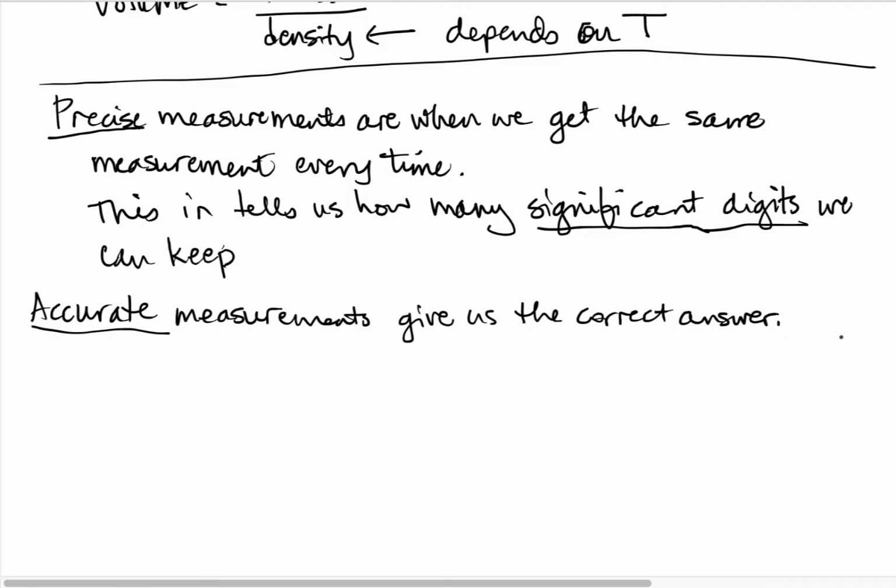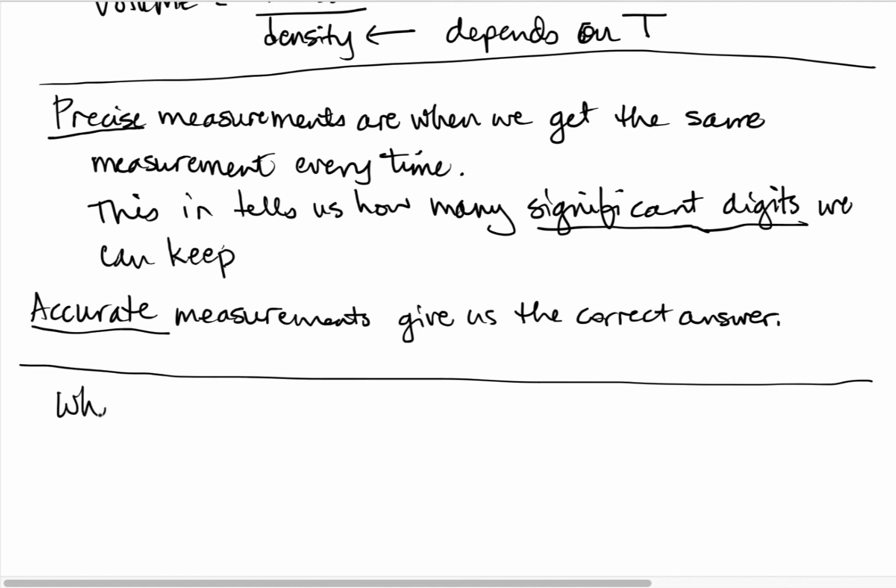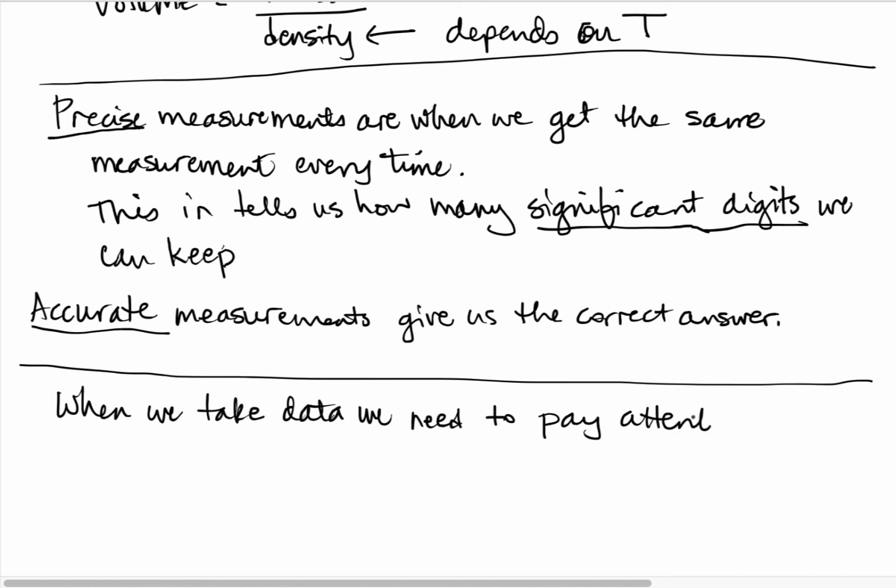What I want you to take away from this conversation about precise measurements, accurate measurements and significant digits is that when we take data, we need to pay attention to all three of these things. And so we record significant digits that are informed by precision and accuracy.